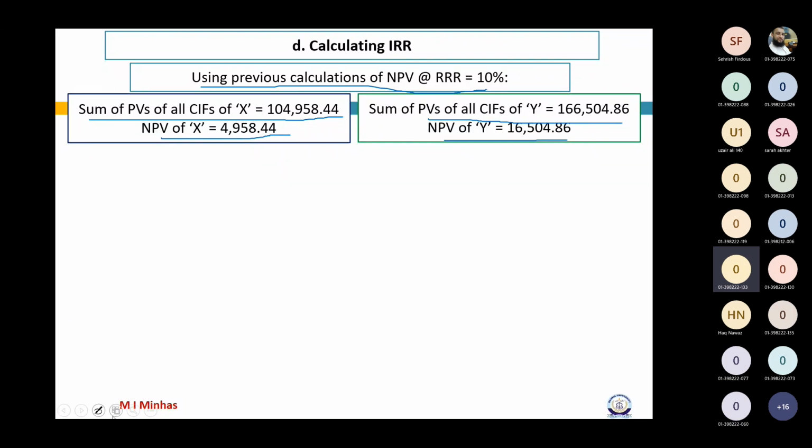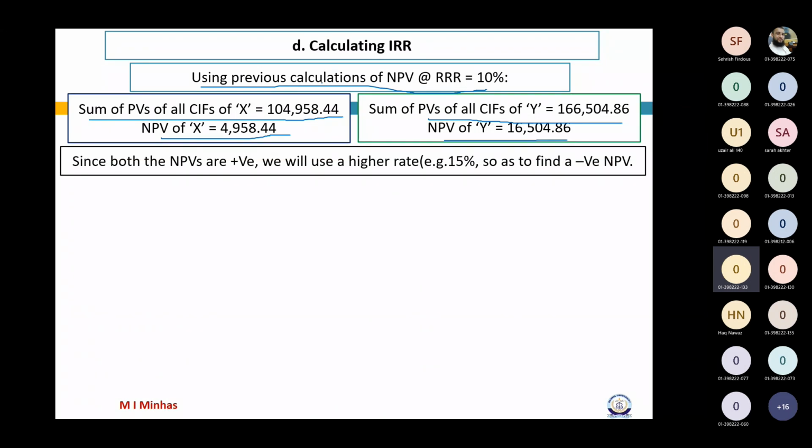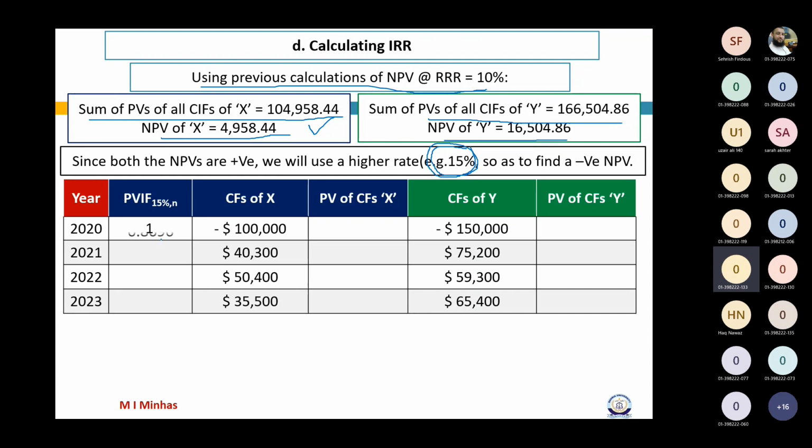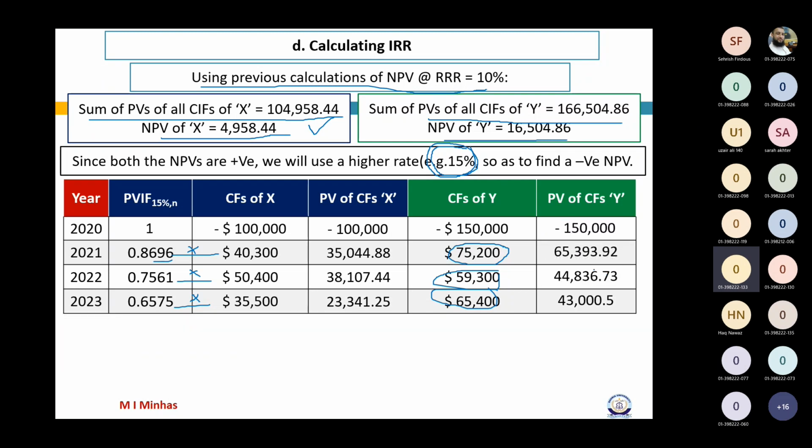Okay. According to the IRR calculations, the next step is to increase the percentage. Since both of the NPVs are positive, I'm increasing it to 15%. So now you look at this. Again, the same present value interest factor at 15% and present value of X are shown here. By multiplying these two, I'm getting the present value of cash inflows for proposal X, and then multiplying these values again by the same interest factor, I will get the present value of cash inflows of Y. Any doubts about that?